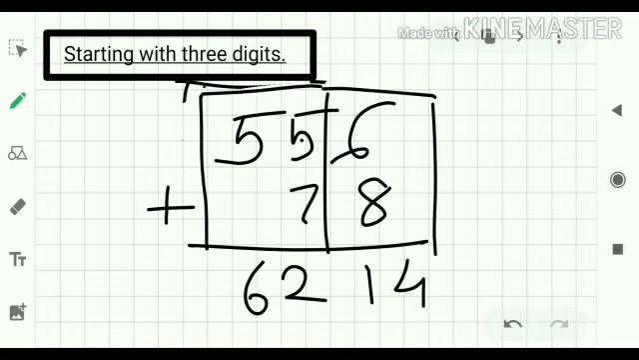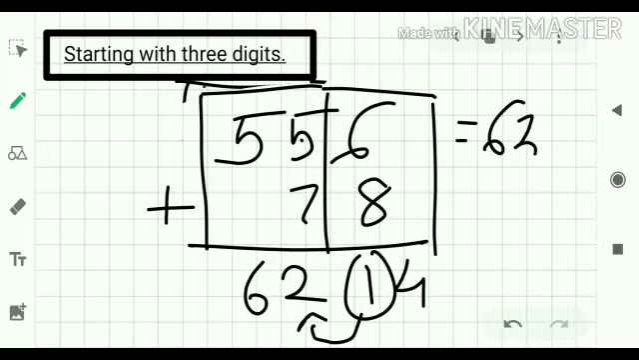Now, as we know that only one digit can exist at the unit place, this one will get carried over and get added to 2. So 2 plus 1 is 3. So the overall answer is 634.